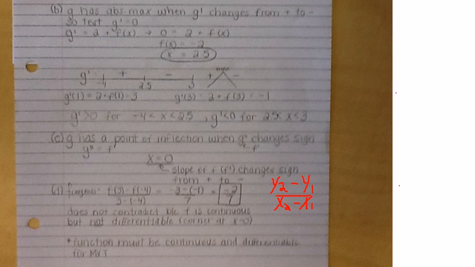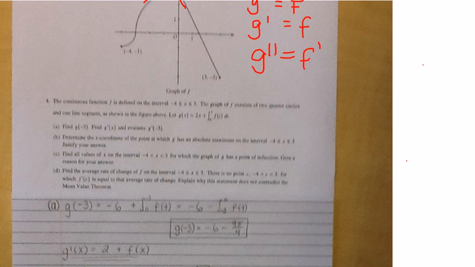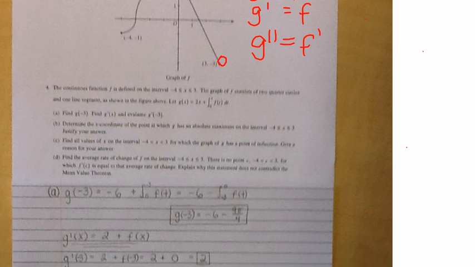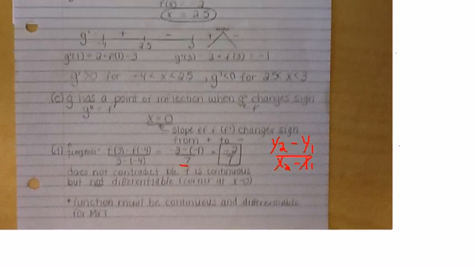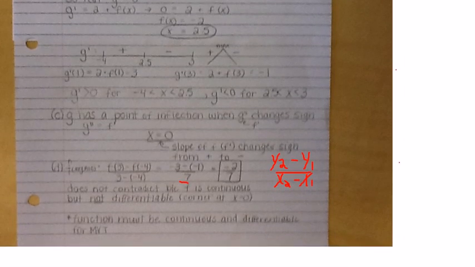So the 3 minus -4 is just going to give us a 7, and f of 3 is -3, as you can see on the graph, and f of -4 is -1. So -3 minus -1 is -2, and -2 over 7 is our answer. So then they say there's no point c on the interval for which f prime of c is equal to that average rate of change. Explain why this statement does not contradict the mean value theorem.